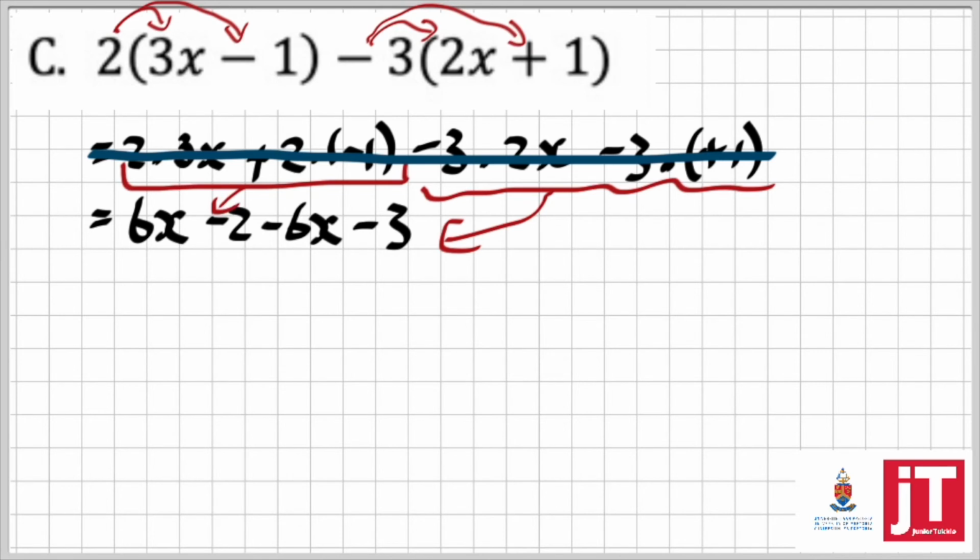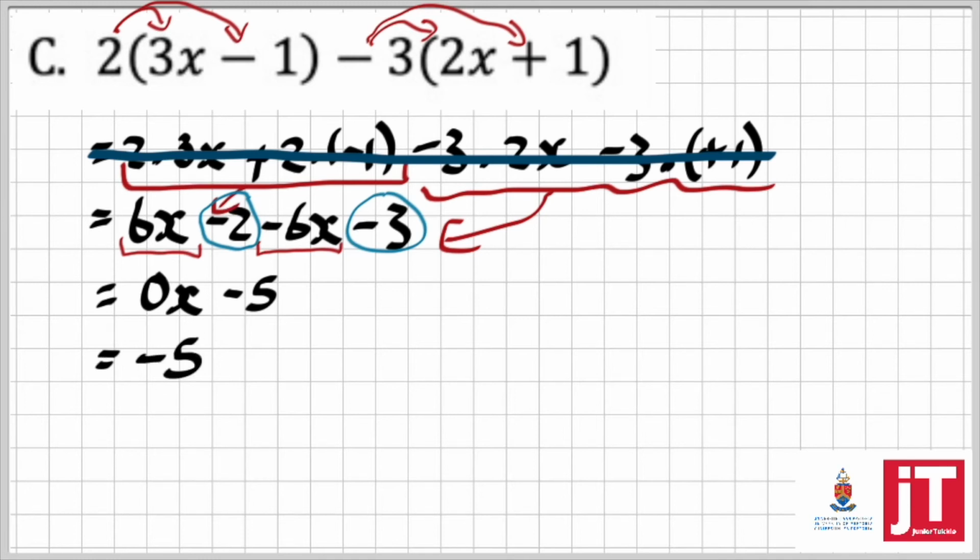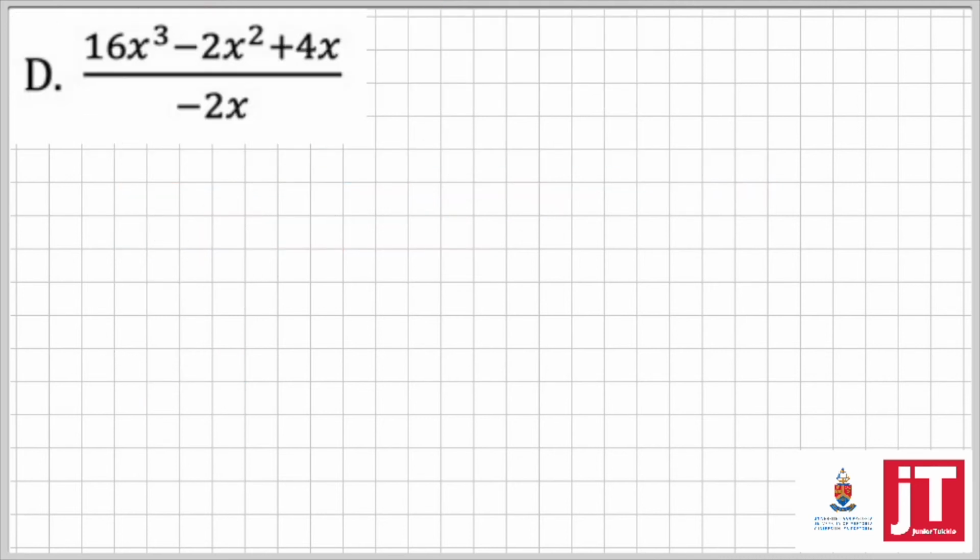Then I must add the like terms. Now I'm going to put the 6x minus the 6x and the negative 2 minus 3. So 6x minus 6x, well, that's 6 apples minus 6 apples. That's no apples left. 0x, or just 0. And that means I'm only left with negative 5. And that is my final answer. Ta-da! Simple and straightforward. Let's try the next example.